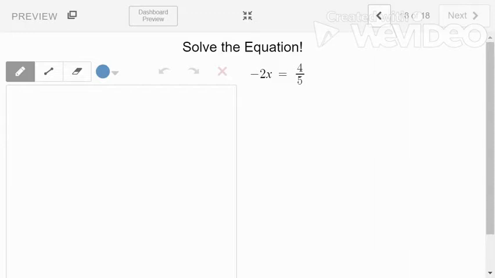The question reads negative 2x equals 4/5. We're trying to figure out negative 2 times what is going to equal 4/5. So our goal here is to figure out what the value of x is, right? We want to know what we could replace x with in order to make the equation equal or true.